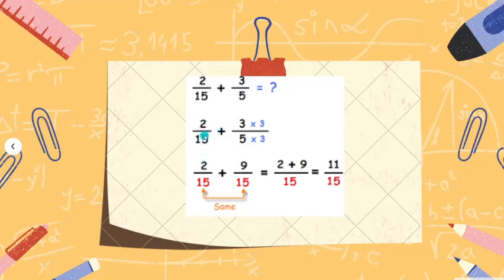So we can now add them because 15 and 15 are the same. Their denominators are now the same. 2 over 15 plus 9 over 15, same as the first example. Just add the numerators. 2 plus 9 is equal to 11, and then copy the denominator.